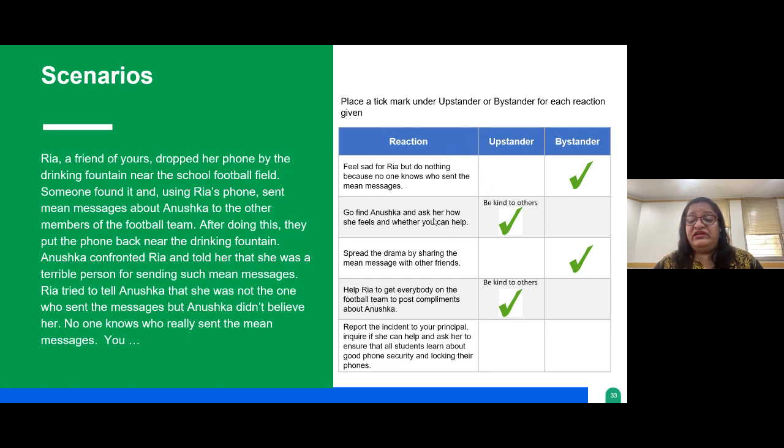So let's reveal, Irene, who would that be? An upstander or a bystander? Irene, could you press enter? Yes, because you're reporting it. That is, you are an upstander. You cannot be a bystander in this scenario because you're actually taking an action about it. You're trying to do something about it. So you're helping out the people.